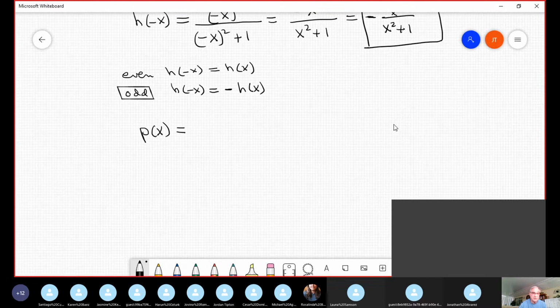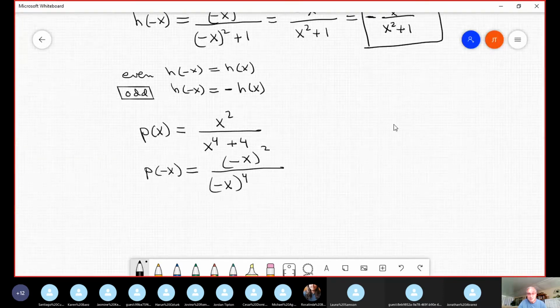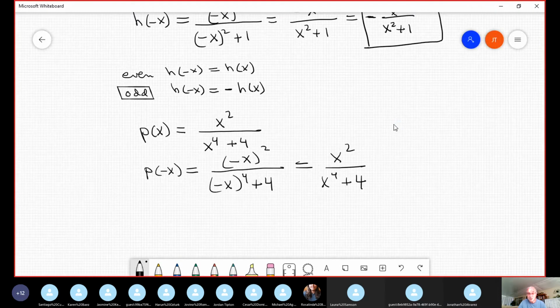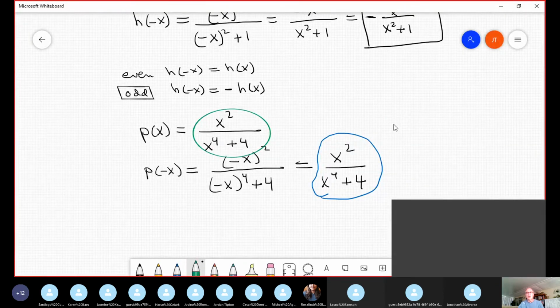Suppose p function is x to the second power over x to the fourth power plus 4. Okay. Let me do the reflection. It's minus x squared over minus x to the fourth power plus 4. So, this is positive. And this is also positive because both are even exponents. And this is a moment to compare this expression and this expression. Okay? Even, very well.